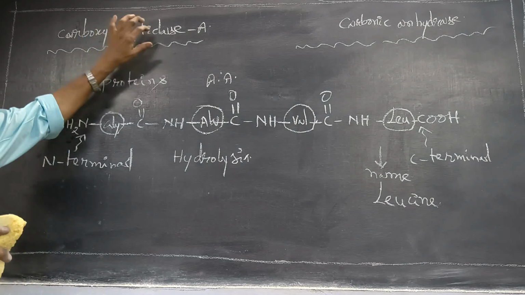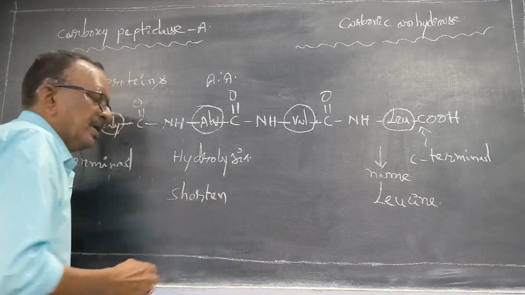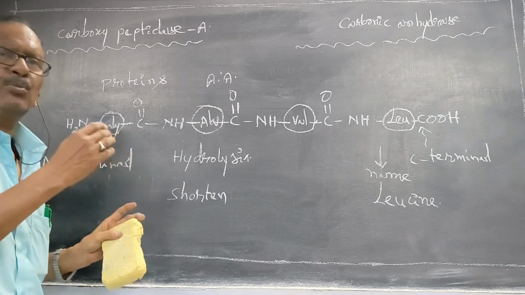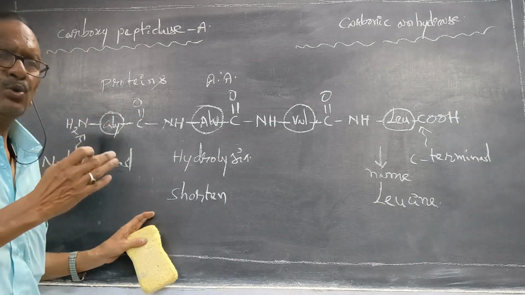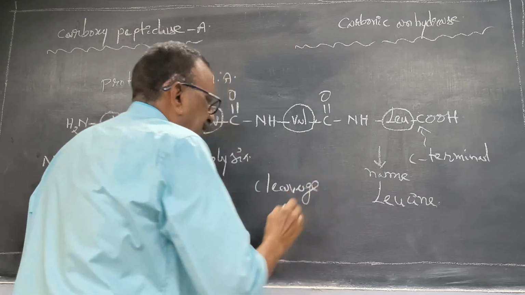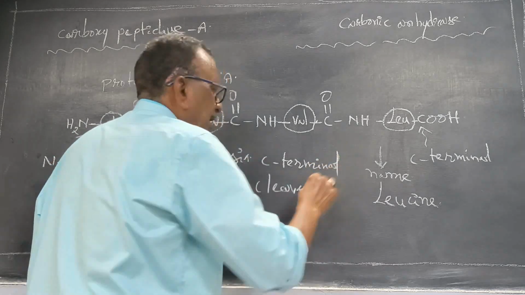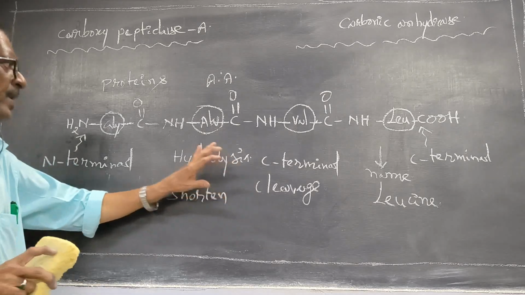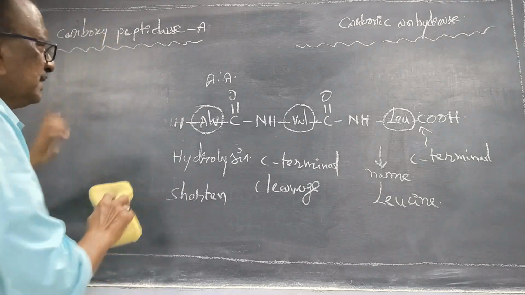It will shorten the length of the protein. That means it will break the large sized protein into a small sized protein. So where is the protein undergoing a cleavage break? Cleavage means break. Generally it undergoes cleavage at the carbon terminal. At the carbon terminal only the cleavage is occurring. Now this is the information we need for understanding this one.